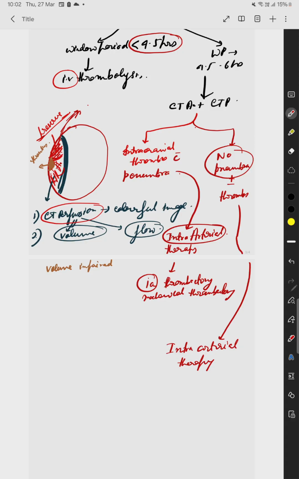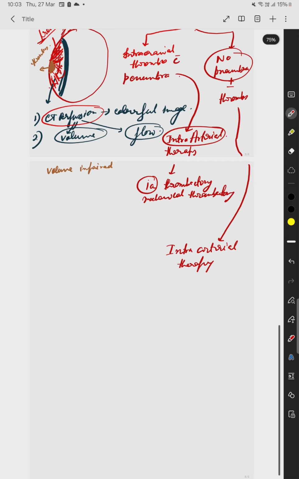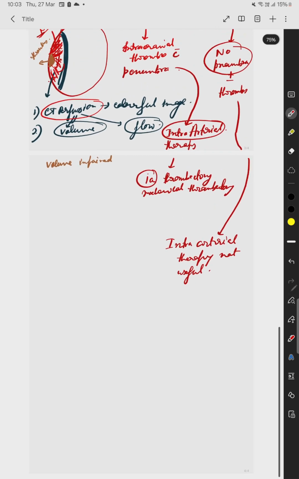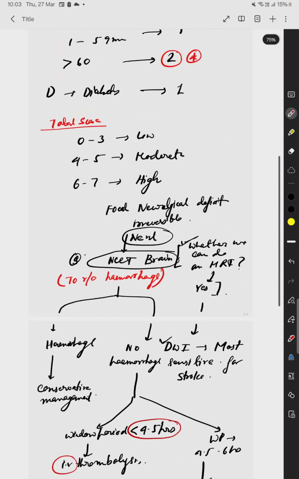So that is where intra-arterial thrombolysis is useful, if there is a penumbra region. This area is called the penumbra region. If there is no penumbra region, that means the flow is also not intact, the flow has also gone, so this area has also become an ischemic area. So what's the point of doing intra-arterial thrombolysis? That is the concept here. So intra-arterial therapy is not useful. This is the approach to stroke.